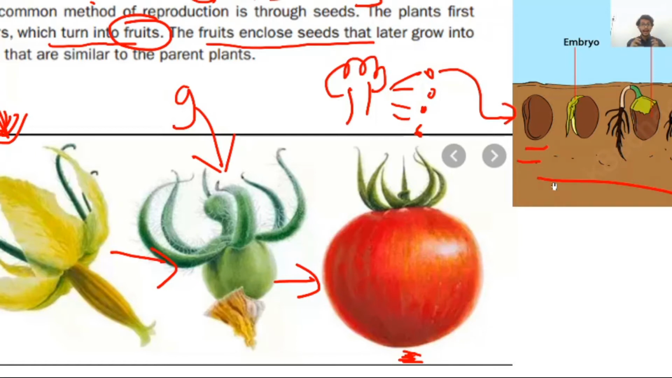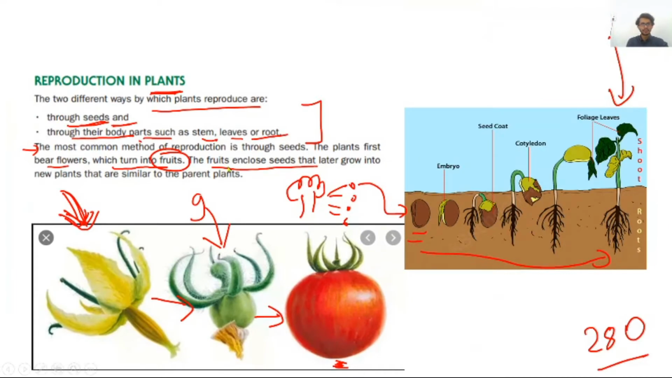And that tree will look the same as its mama tree, right? That big tree will look the same as its mama tree. So look over here. The fruits enclose seeds that later grow into new plants that are similar to the parent plant. Like this, the baby plant will be the same as its mama plant. Okay, now let's move on to the next page.